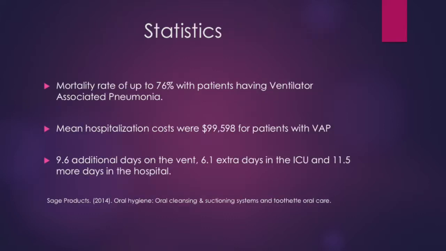Statistics. Ventilator-associated pneumonia has a mortality rate of up to 76%. Mean hospitalization costs were up to $99,000 for patients with ventilator-associated pneumonia. So what does this mean for the patient? It's an additional 10 days on the vent, an extra 6 days in the ICU, an additional almost 12 days in the hospital.